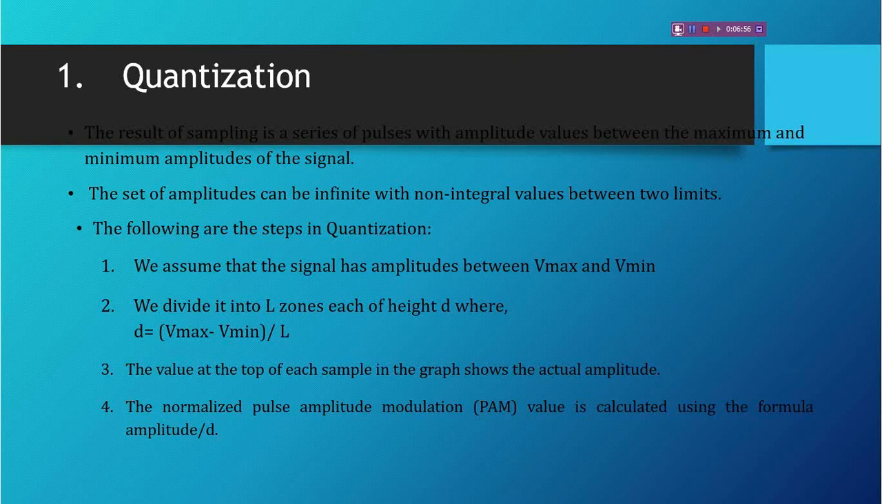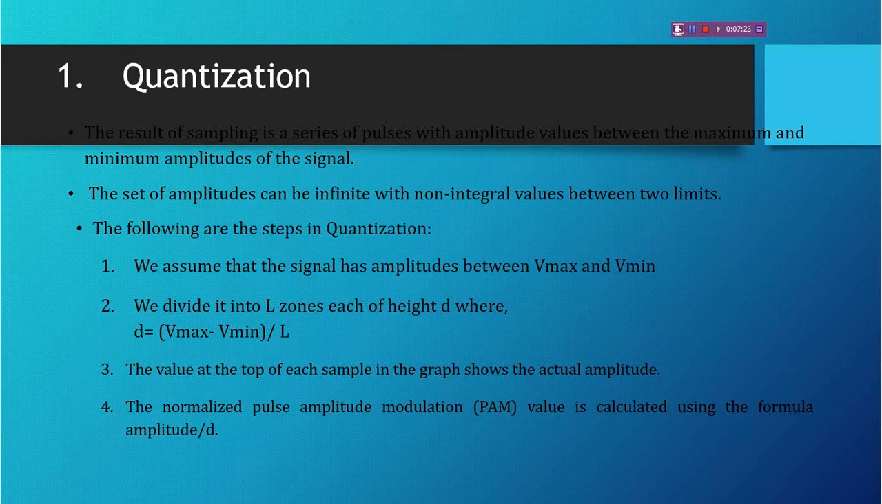Then the next process is quantization. The result of sampling is a series of pulses. Okay, means the output of sampling is a series of pulses with amplitude value between the maximum and minimum amplitude of a signal. The set of amplitudes can be infinite with non-integral values between two limits.